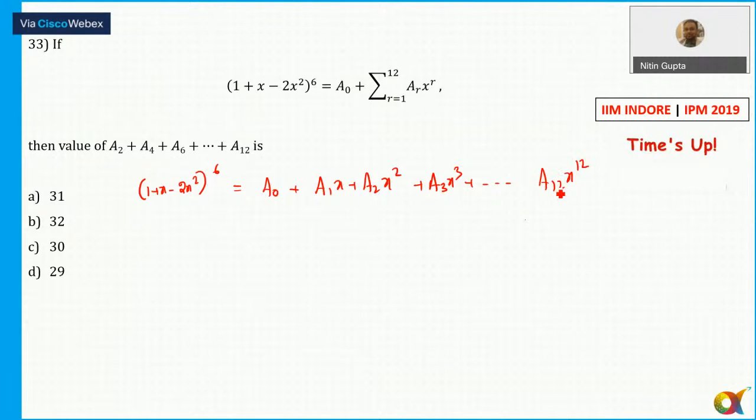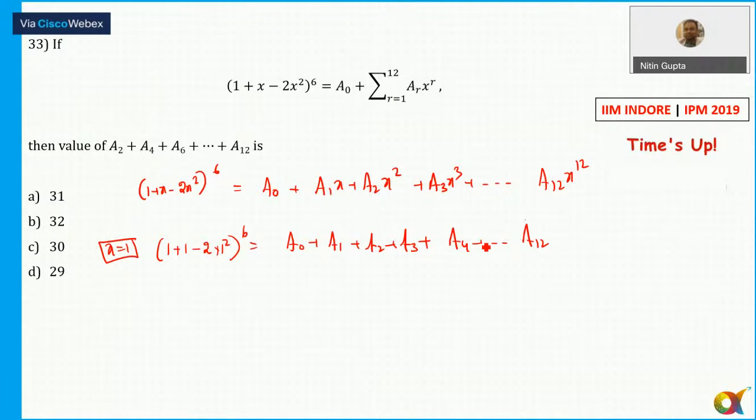Now we have discussed such type of questions, the easiest way is that it all depends upon what value I should substitute for x. So I should substitute x equal to 1 and another time x equal to minus 1. So if I put x equal to 1, what will happen? That is equal to (1 plus 1 minus 2 into 1 square) raised to power 6 is equal to A0 plus A1 plus A2 plus A3 plus A4 and so on till A12.